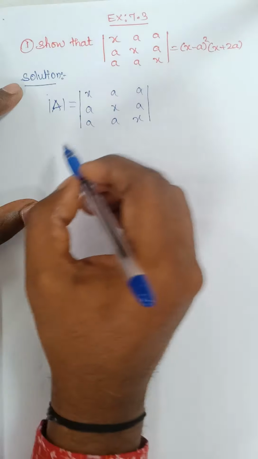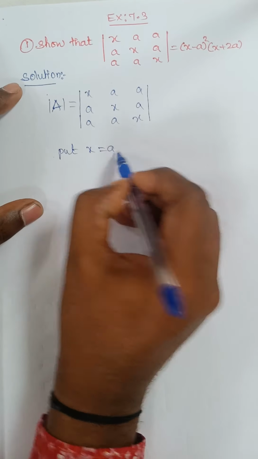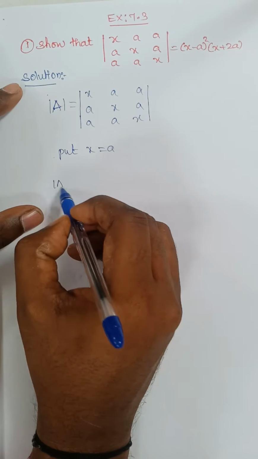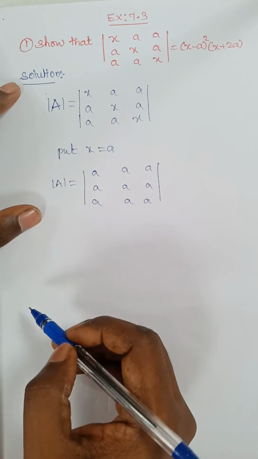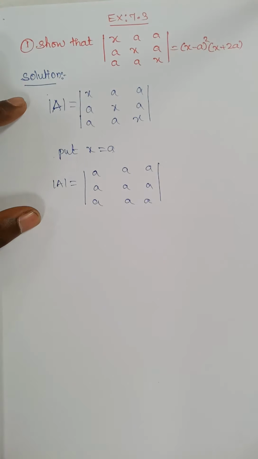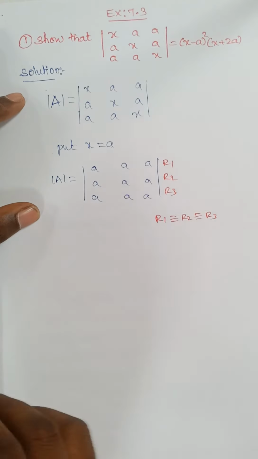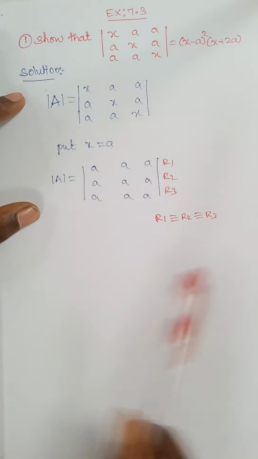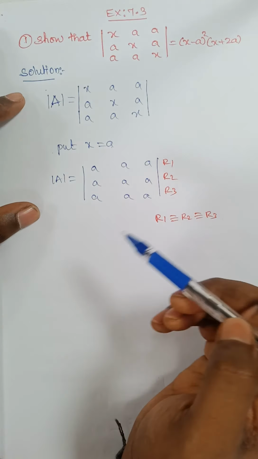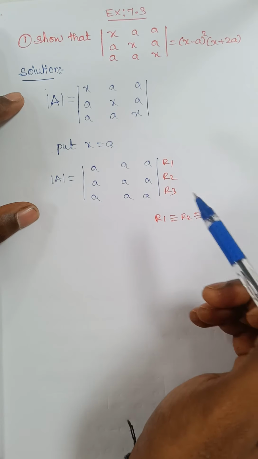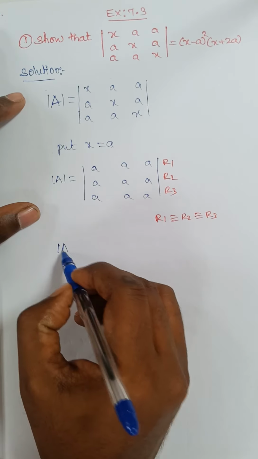So now I'm going to substitute x equal to a. Then all three rows are identical: R1 is identical to R2 is identical to R3. Any two rows identical, the determinant value is 0, and three rows identical also gives determinant value 0. So delta is equal to 0.